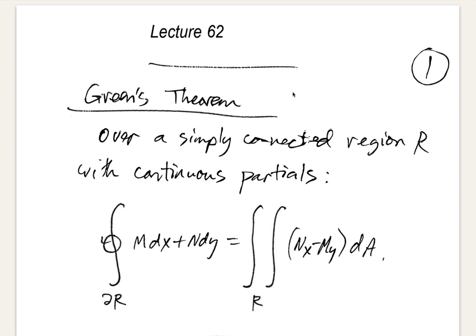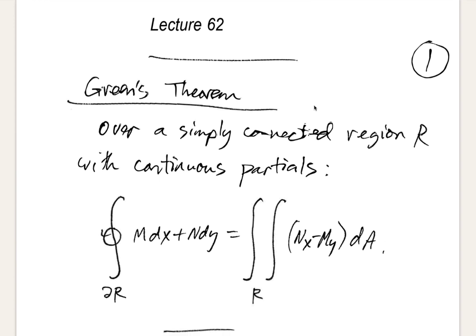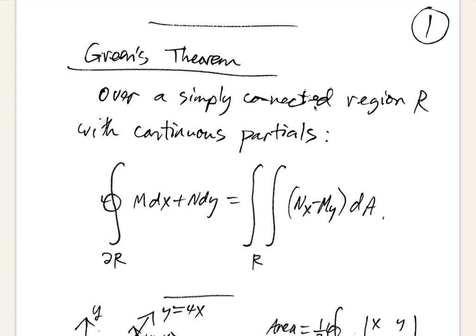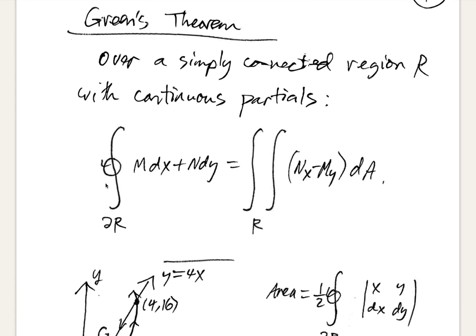Okay, in this video I wanted to talk a little bit more about Green's theorem and something called the divergence theorem in the plane. If you remember, we discussed in the previous video Green's theorem over a simply connected region with continuous partials, that we can say this. The line integral around the boundary of the region, M dx plus N dy, is the double integral over the region of N sub x minus M sub y dA.